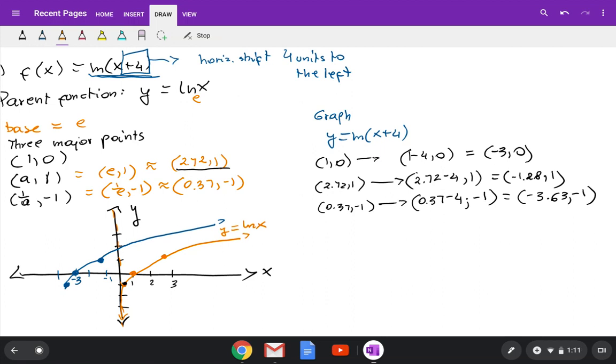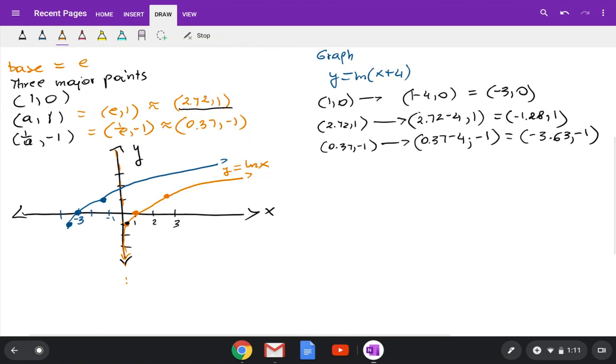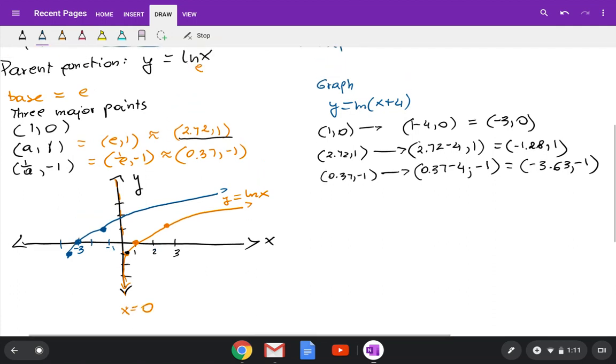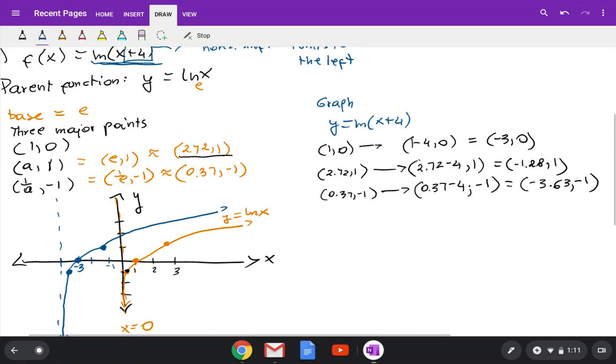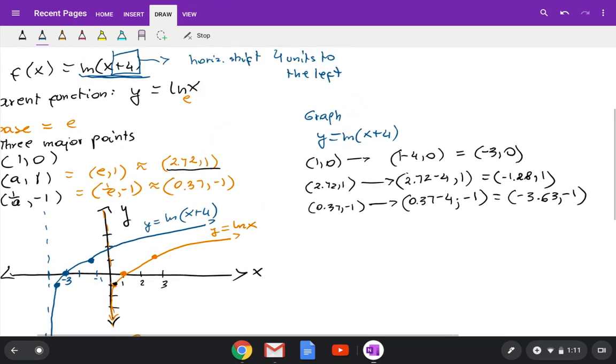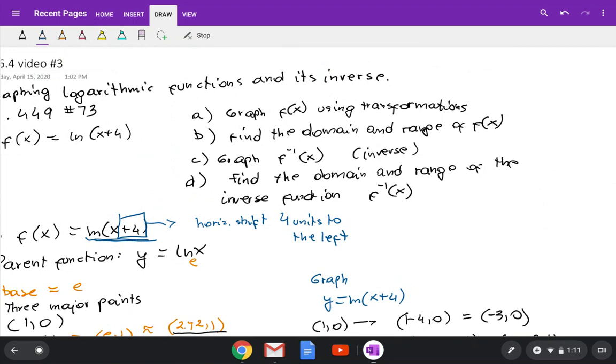And a couple of things here, guys. We have originally that vertical asymptote x equals 0. So the vertical asymptote will also be shifted 4 units to the left. So right now, the new vertical asymptote will be x equals negative 4. My graph will be approaching that vertical asymptote, but it won't intersect. So this is y equals ln of x plus 4. Okay, so we have it. That was part A, graph using transformation.